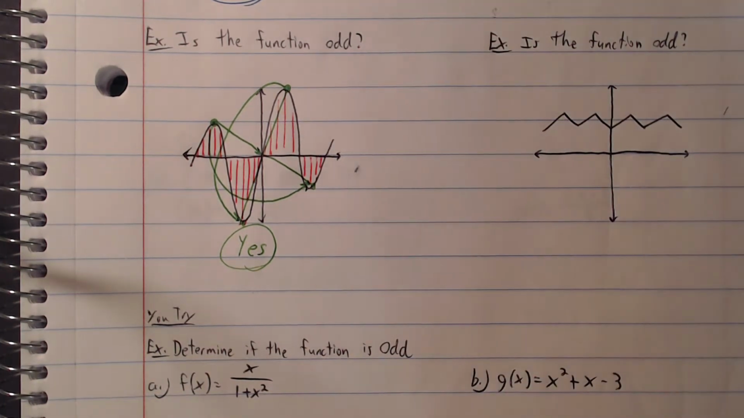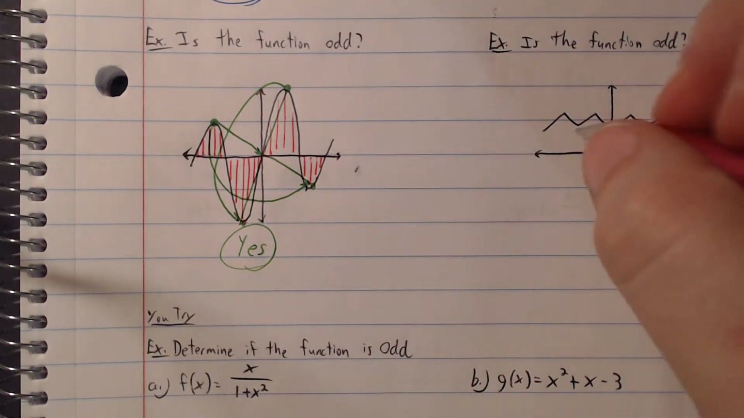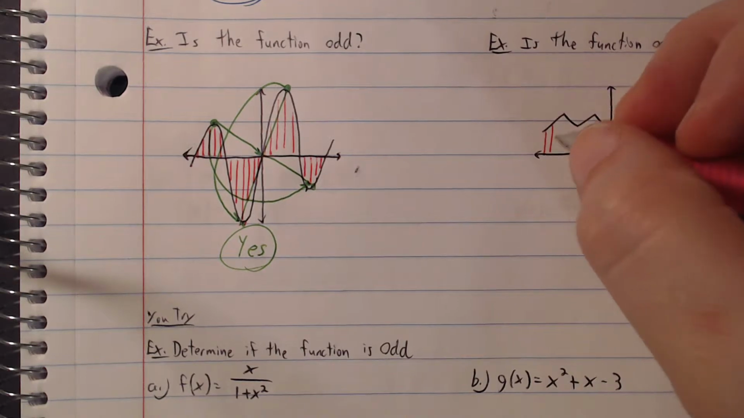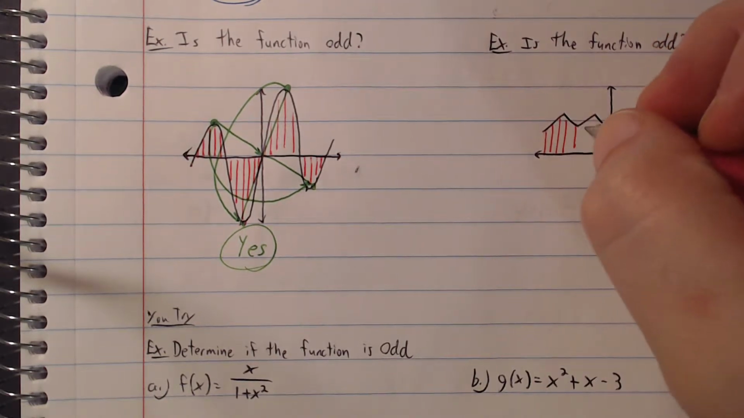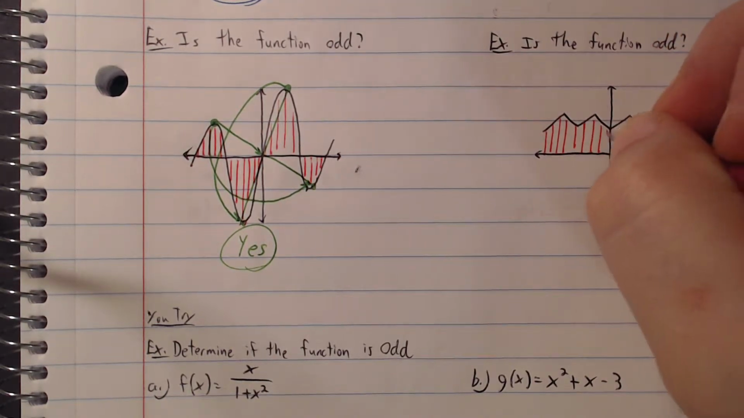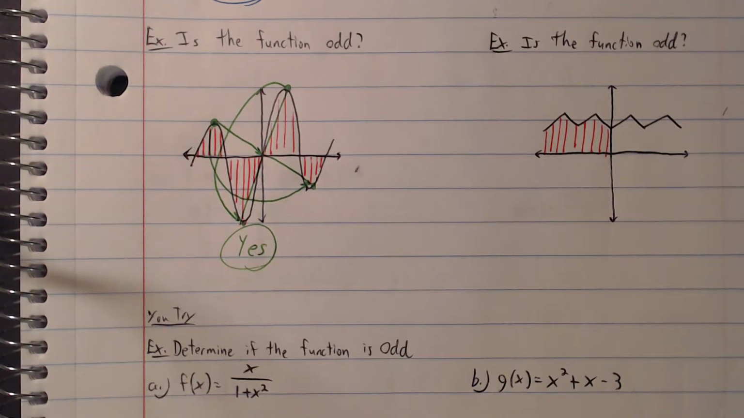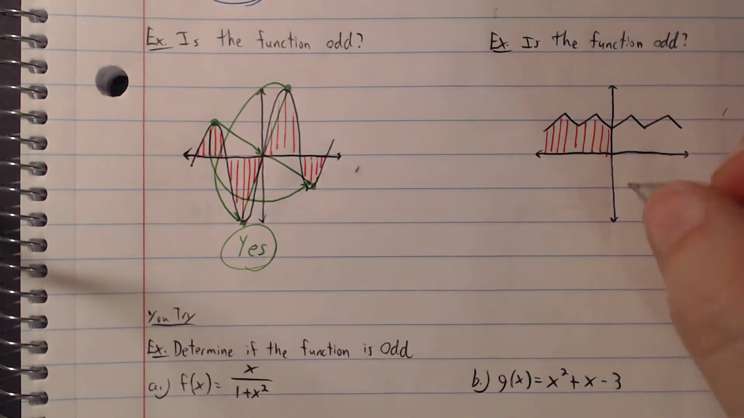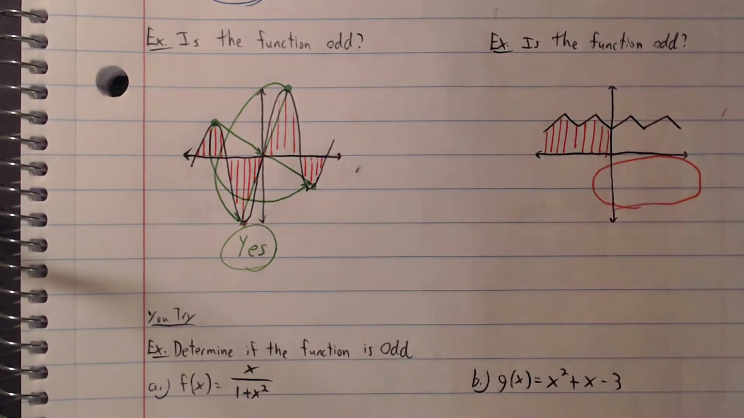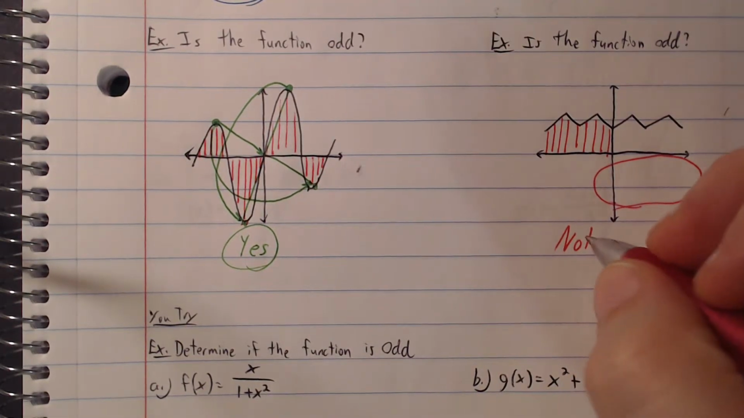So now we're going to check this function right here. Is this one odd or not? Here, if I use my line test that I've been doing, right, I notice that on this side, everything is above the x-axis. So that means that on the other side of the origin, everything should be below the x-axis. But when I look down here, I don't have anything below the x-axis. That's a problem because it's supposed to be down there. So is this odd? We would say no, not odd.